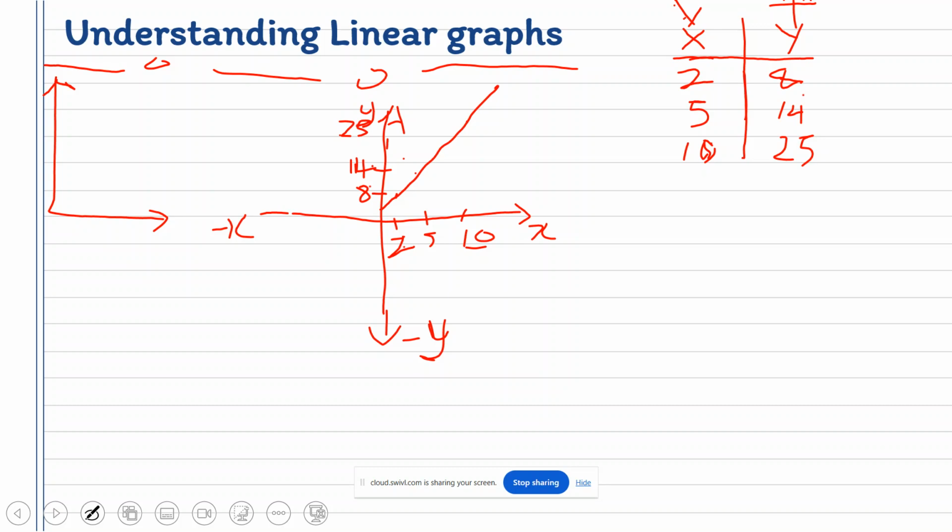Now, you can extend this graph, or extrapolate it. So I'm going to extend the graph like this. You see that? I just extended this graph further. When you extend it further, you see it hits your x-axis here. Where your graph intersects your x-axis, we call that the x-intercept.